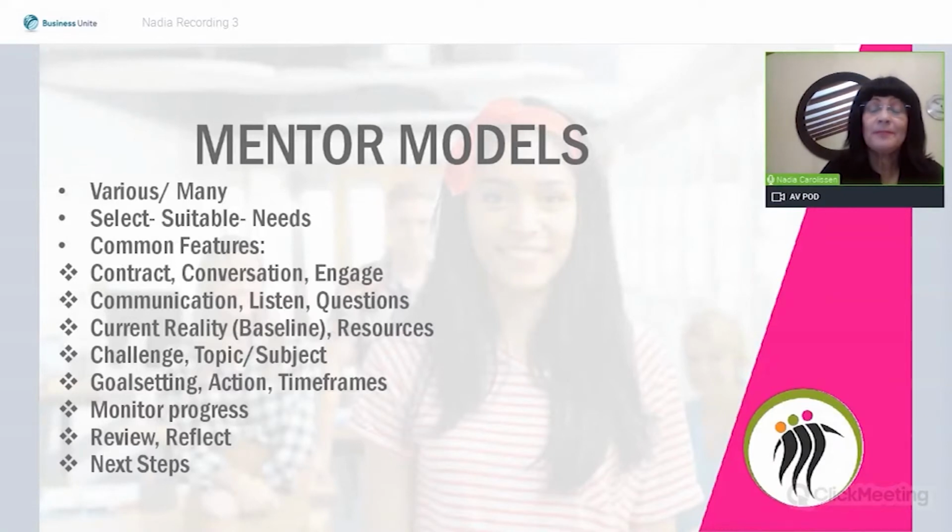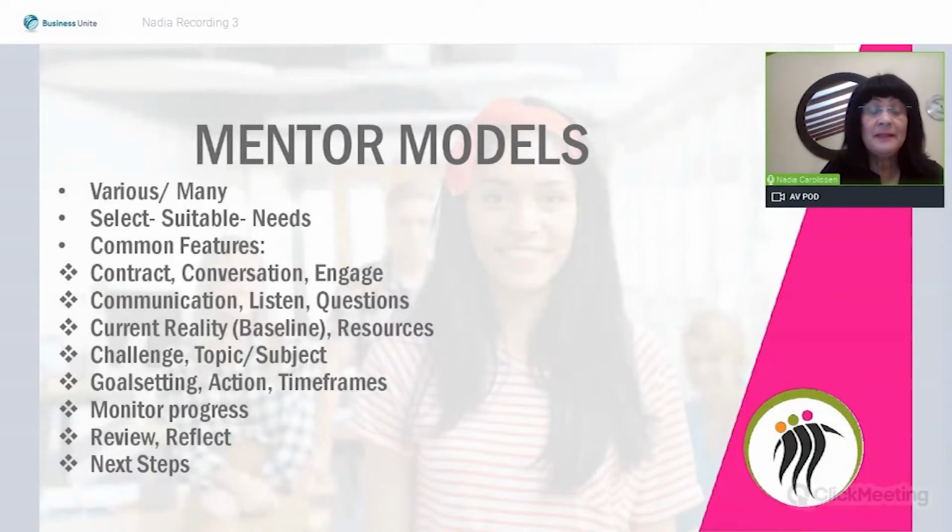Goal setting is also important because there has to be a purpose for the whole mentoring relationship. What goals do you want to achieve, short, medium, and long term? Goals without actions or an action plan mean absolutely nothing. And important is also to look at time frames. What time do you allocate yourself to achieve certain goals?